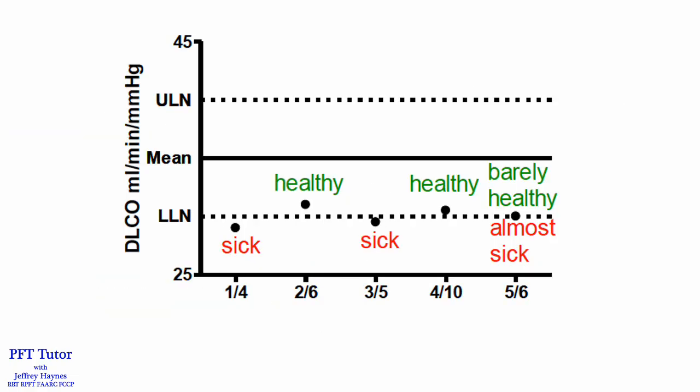So we have to be careful when patients' values are around the lower limit of normal. There's always some variation in your test results. I know myself as a biological control subject, my number is not always the same. There is some variability, obviously, that occurs. So you don't want to get caught in this trap of declaring somebody sick, and then they're healthy, and then they're sick, and then they're healthy, and then they're barely healthy or almost sick, just because their values happen to be around the lower limit of normal.